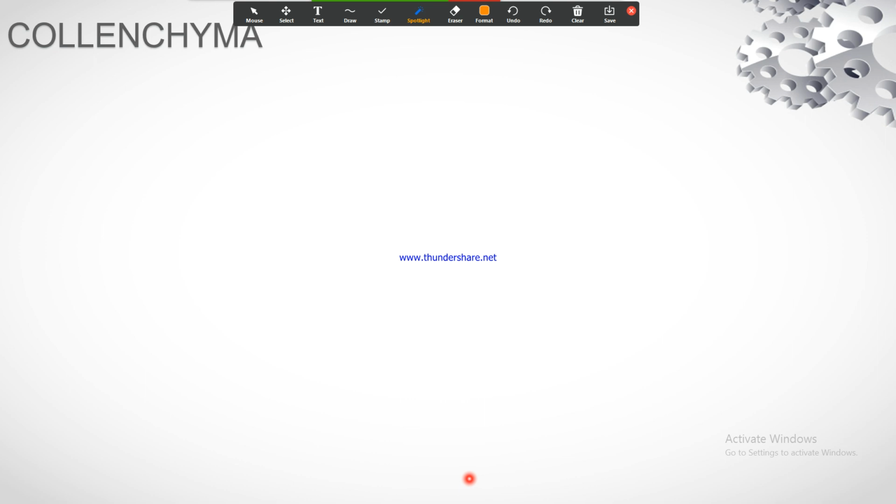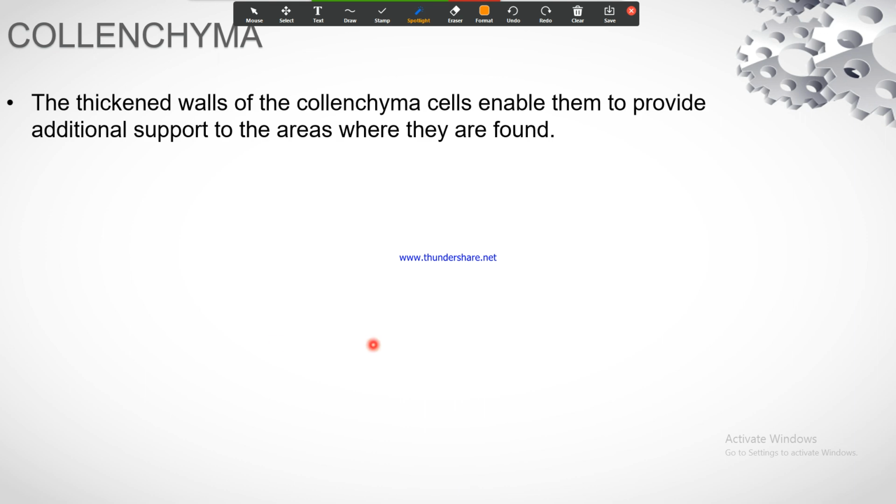Okay, coming to collenchyma, these cells have thickened walls at the corners. The thickened walls of the collenchyma cells enable them to provide additional support to the areas where they are found. Wherever they are found in the plant body, the main function of this tissue is to give additional support to the plant body. So why is this additional support required? Definitely mechanical support is required by the plant body.